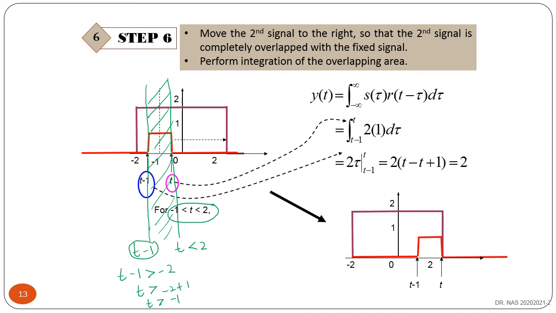So you can basically place the second signal anywhere inside the fixed signal as long as both of them completely overlap. But still, the range of t in which the two signals completely overlap is between t minus 1 and t. So now you do the integration. For the first signal, s tau, it is constant 2 within the overlapping area. And for the second signal, r(t minus tau), it is constant 1 within the overlapping area. So for the range of t less than 2 and larger than -1, y(t) is equal to 2.